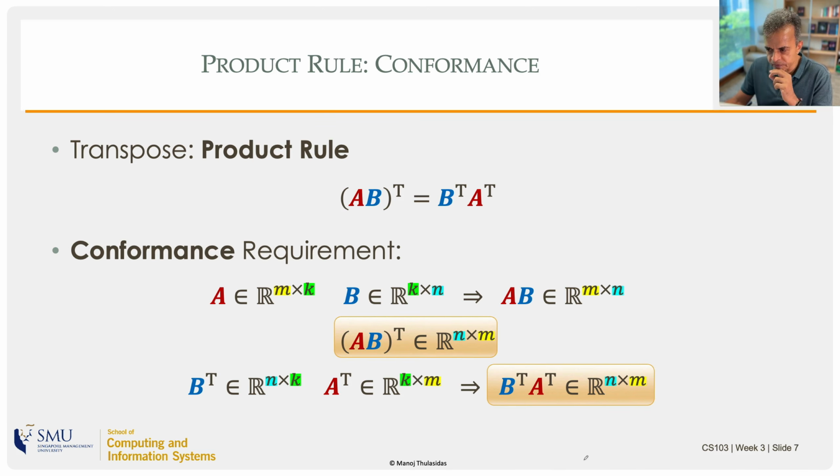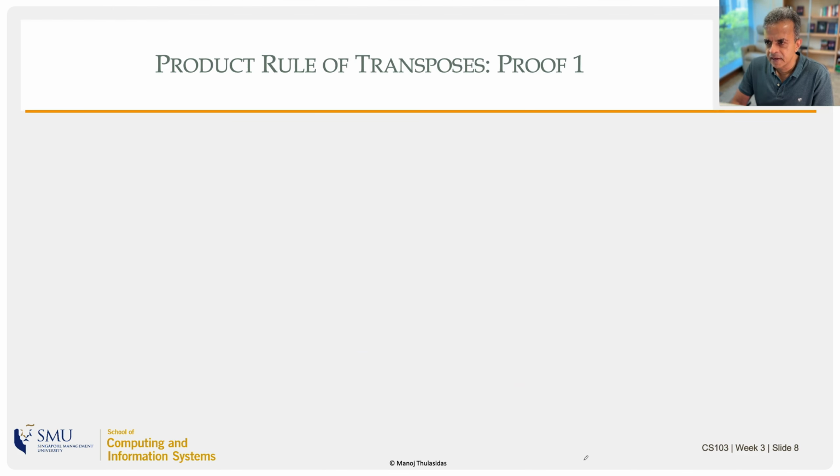This is not a proof. This is just saying that the product rule has at least a chance of being right because it doesn't violate the conformance requirement. That's not, of course, enough. Let's look at a proof.